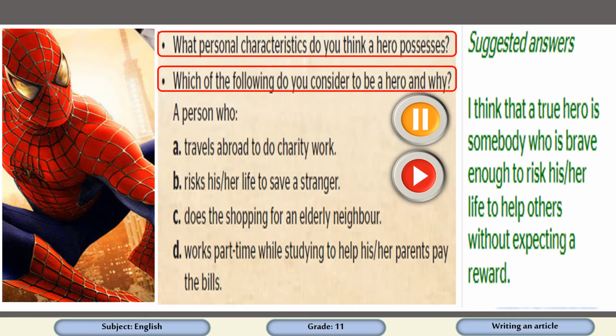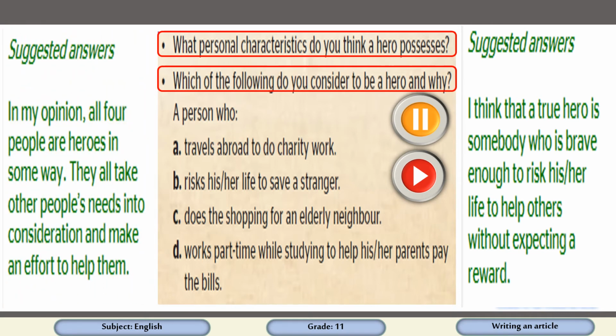And here is a suggested answer for question number 2. In my opinion, all 4 people are heroes in some way. They all take other people's needs into consideration and make an effort to help them.